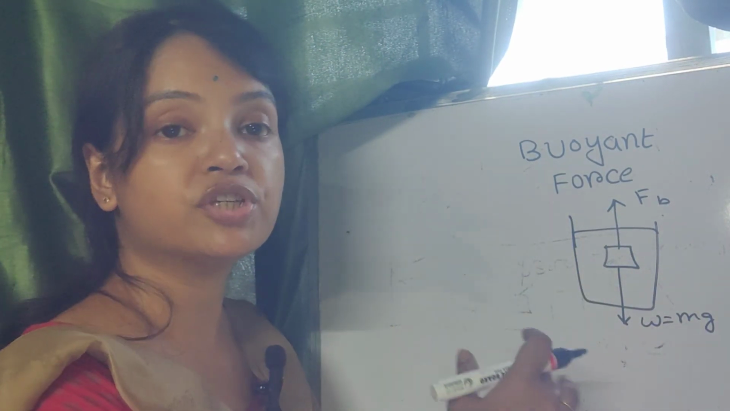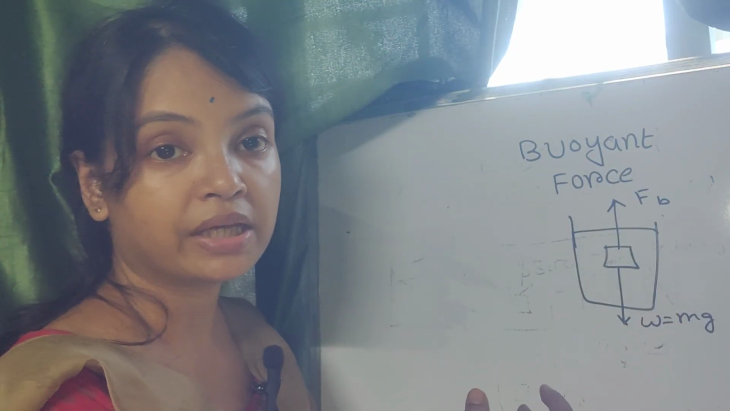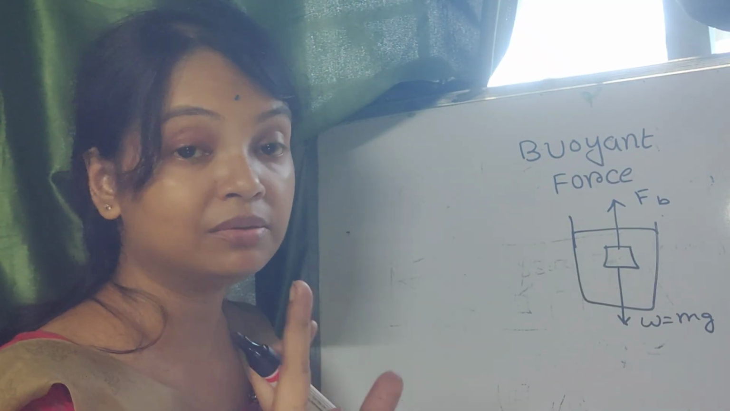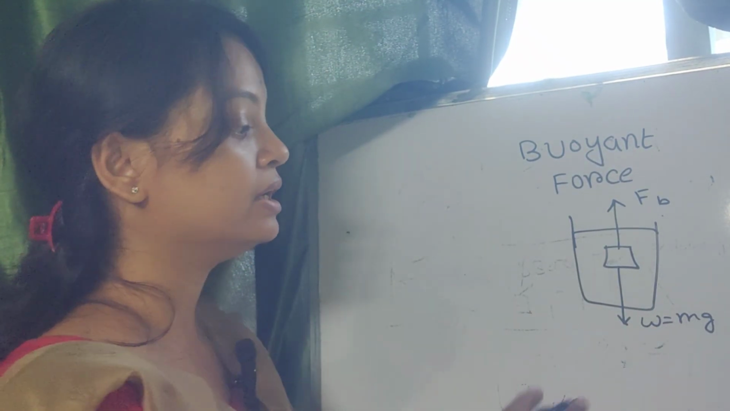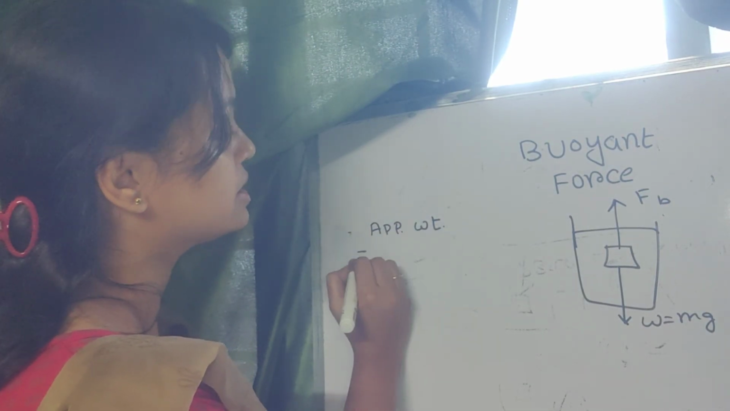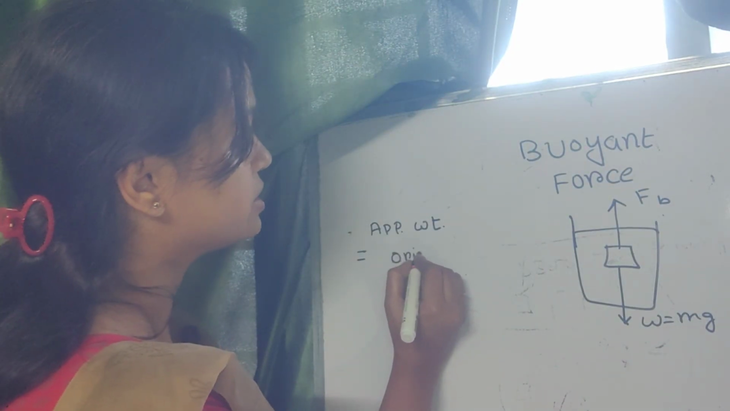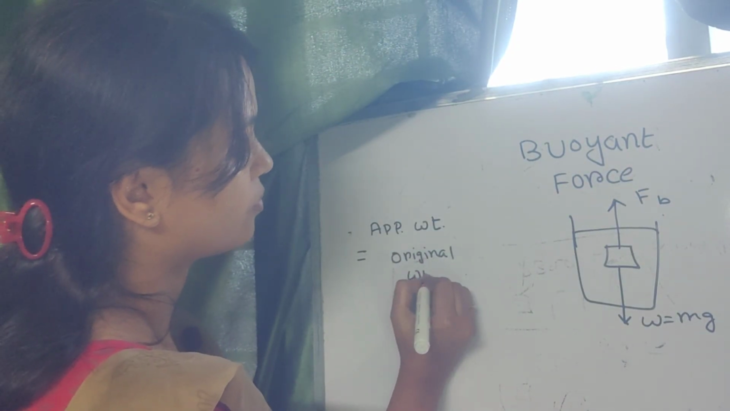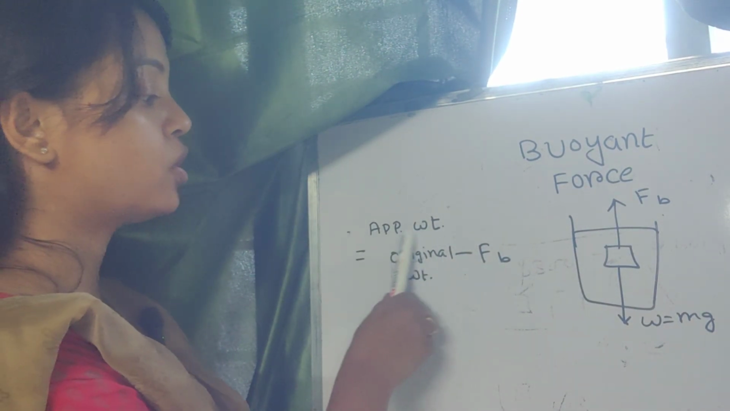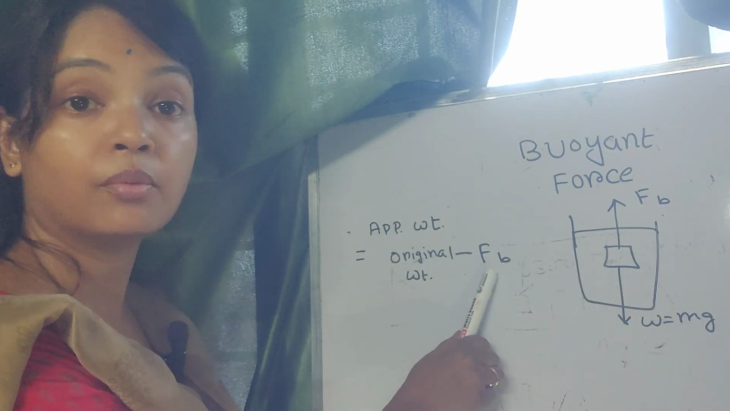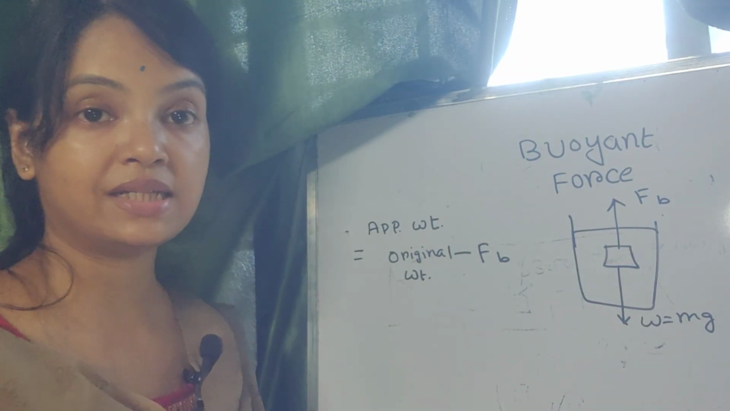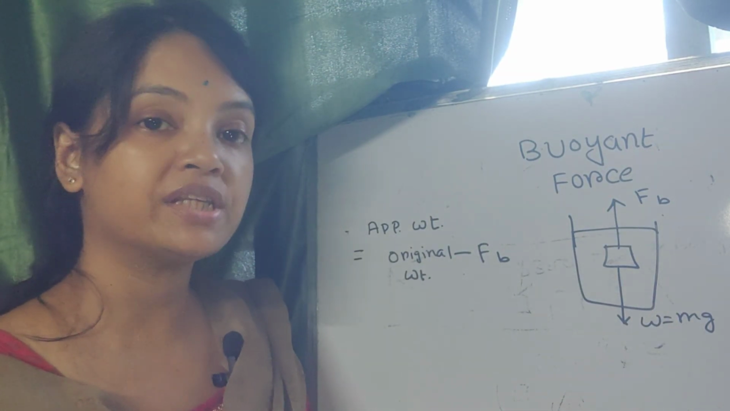So whenever any object is dipped inside the water or any fluid, it becomes lighter in weight. I am talking about weight, not about the mass, so be careful about that. Now the apparent weight of the object is equal to the original weight minus the buoyant force. Since the original weight is reduced by the buoyant force, the object immersed in the liquid gets lighter. That is, weight is reduced.